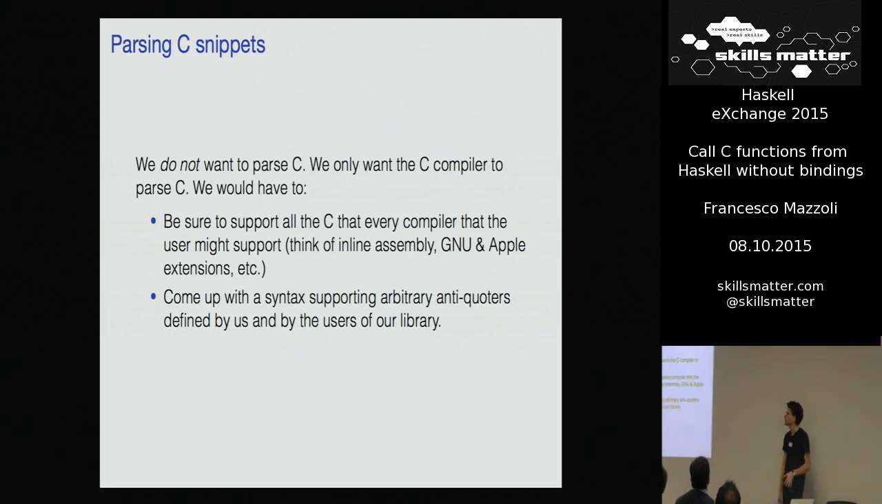And as I said, we really do not want to parse C, mostly for two reasons. Supporting every C that every compiler supports is an impossible task. You can probably go very far, but if you're thinking of GNU or Apple extensions or even inline assembly, we want to not worry about these sorts of issues and be able to let the user write whatever C he wants. And the other difficulty would be to come up with a syntax that supports both C syntax, which is not a big syntax but not trivial, and also arbitrary antiquoters that we might want to insert. So it's an annoying and complicated task.